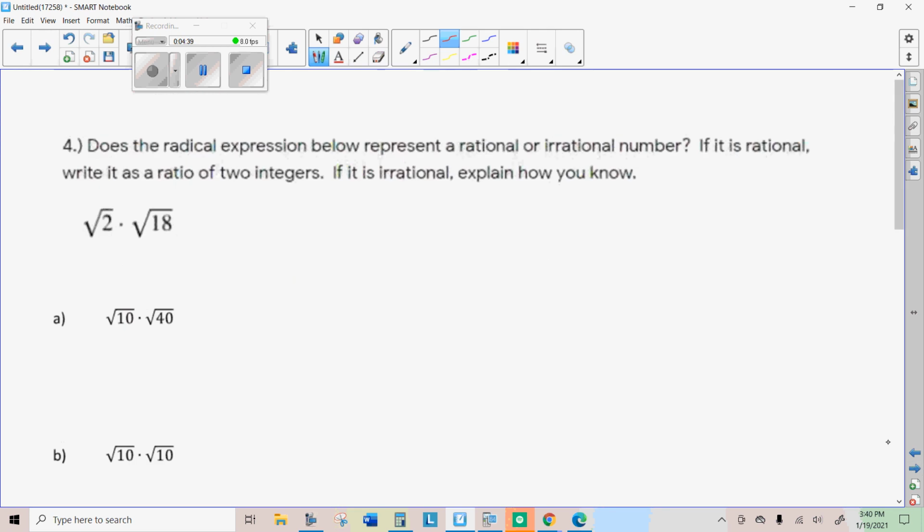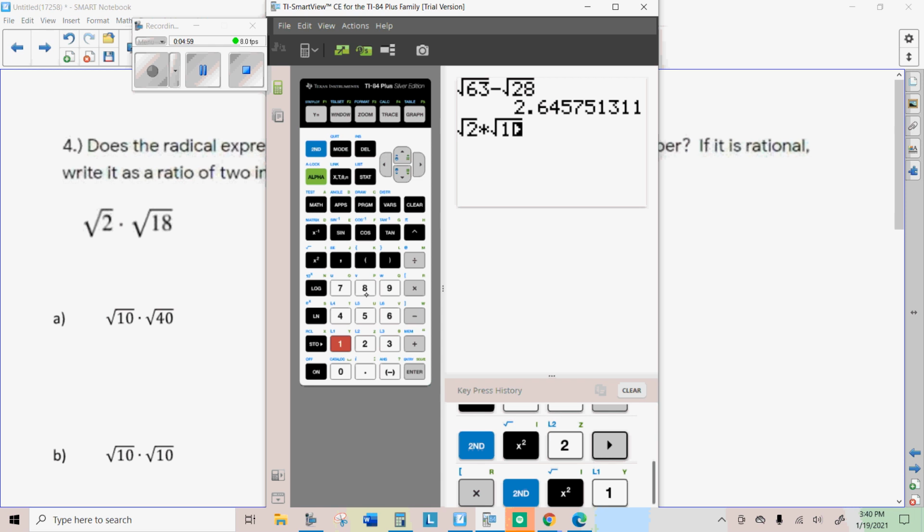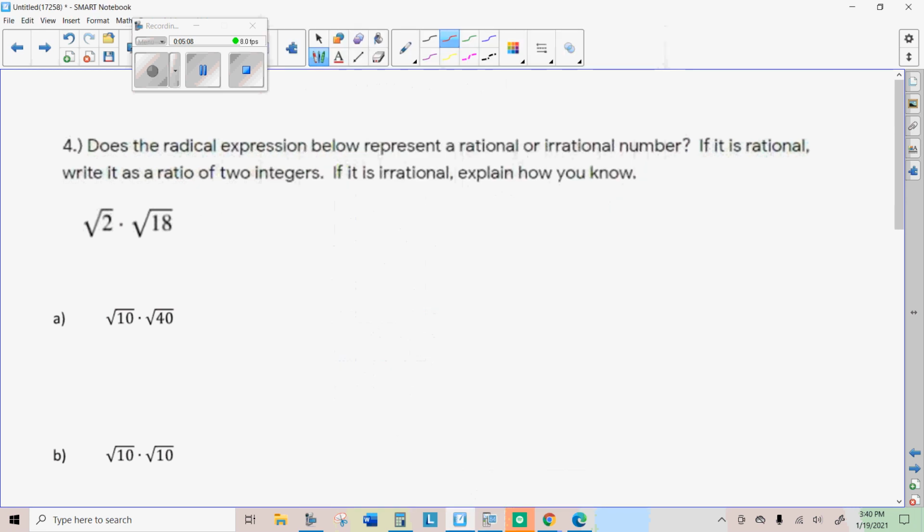Number 4 says, does the radical expression below represent a rational or irrational number? If it's rational, write it as the ratio of 2 integers. Again, be careful how you do this on your calculator. Make sure that after you do the square root of 2, you press the right arrow to get out of there, and then multiply by the square root of 18. And that equals 6. So that's a rational number. It ends. And now it says if it's irrational, explain how you know. If it's rational, prove it by writing it as a ratio of 2 integers. So just put 1 underneath that.